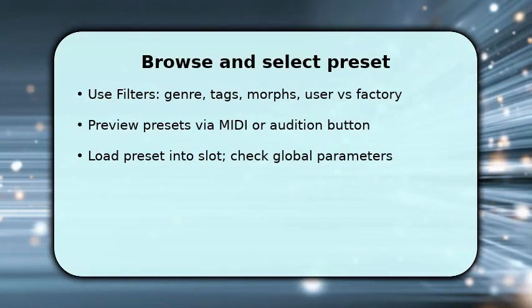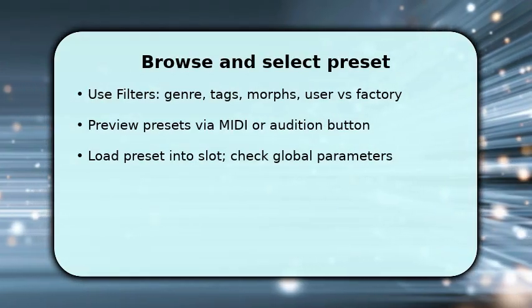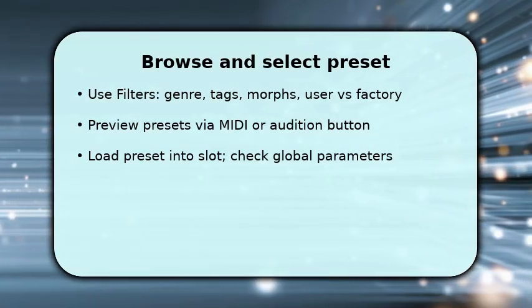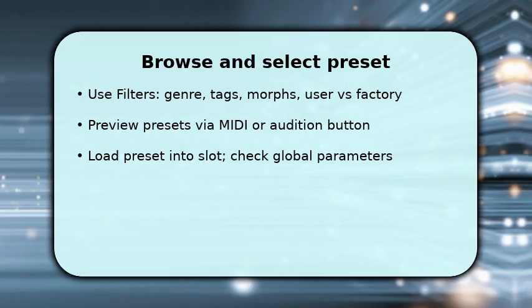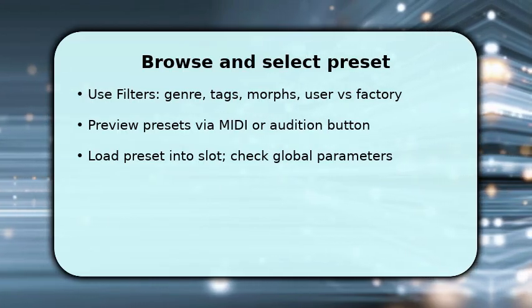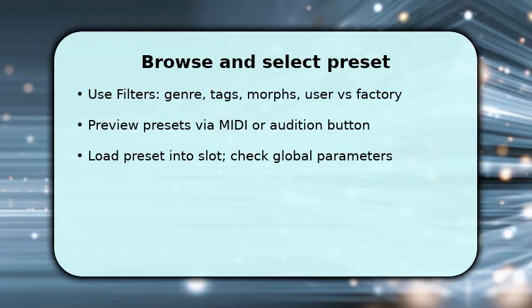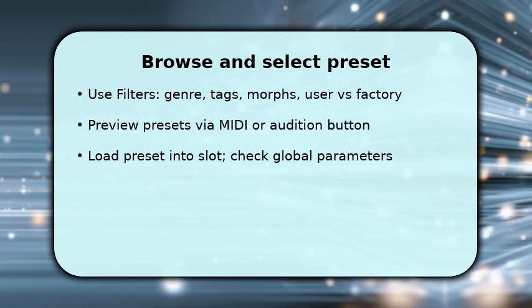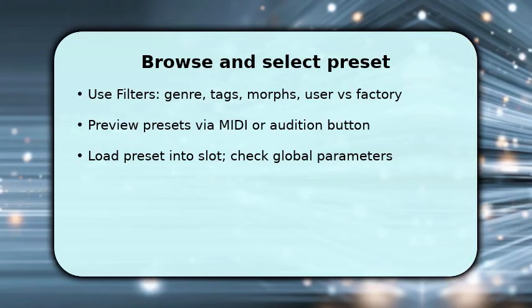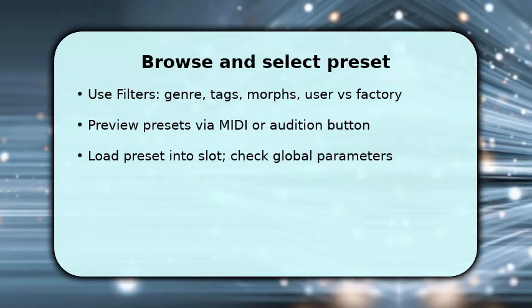Once the browser is visible, use filters and tags to narrow options, because that prevents endless scrolling and targets sounds you need. You can preview presets by sending MIDI or using Vital's audition/play button. Listen for timbre, movement, and range. After auditioning, load the preset into the active slot.